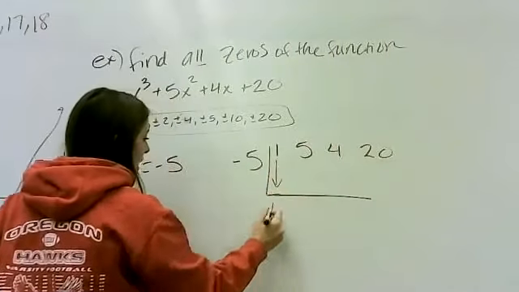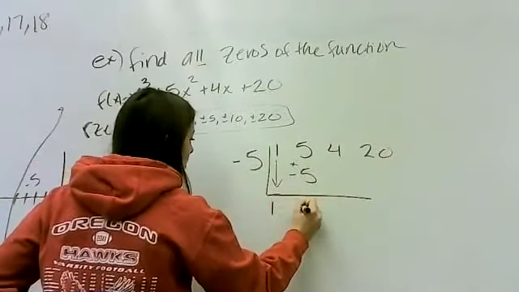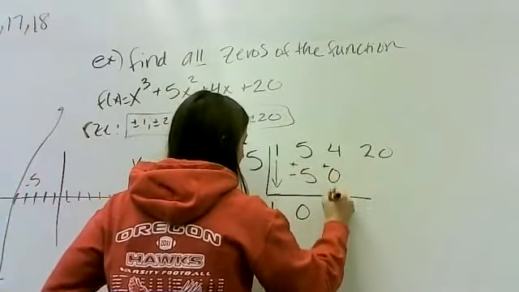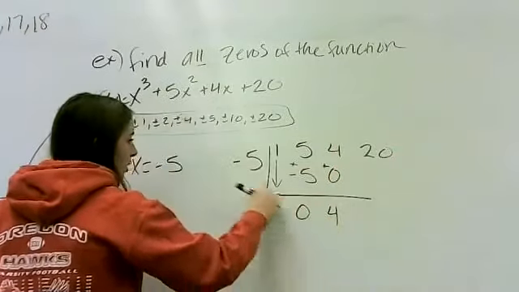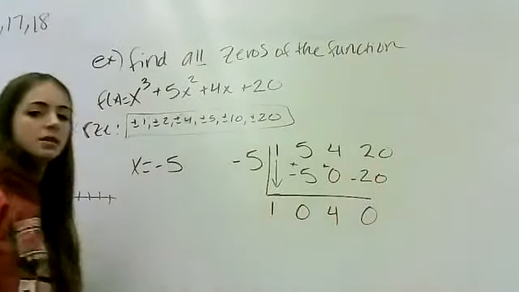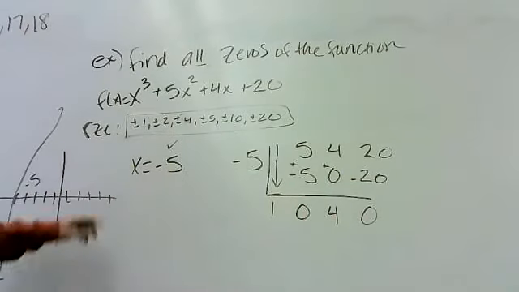Drop the first term down. 1 times -5, -5. Add those up, 0. 0 times -5, 0. Add those, 4. 4 times -5, -20. We get a remainder of 0. So -5 is in fact a 0, but let's check.